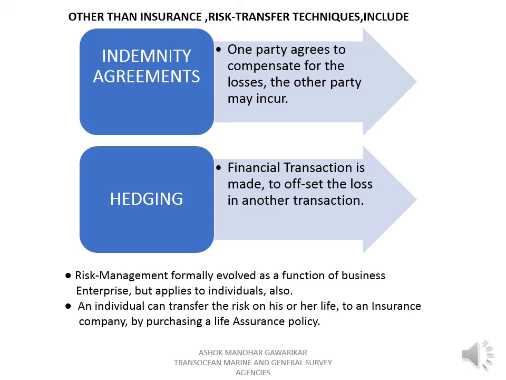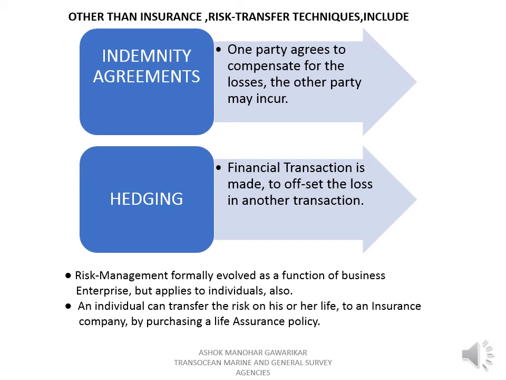If I don't get it in time, there would be certain penalty imposed, and then the contractor's behavior is also that he has to compensate for certain losses. He has to compensate for the workmanship and the warranties which are given. In a way, it is an indemnity agreement. Risk management formally evolved as a function of business enterprise, but applies to individuals also.